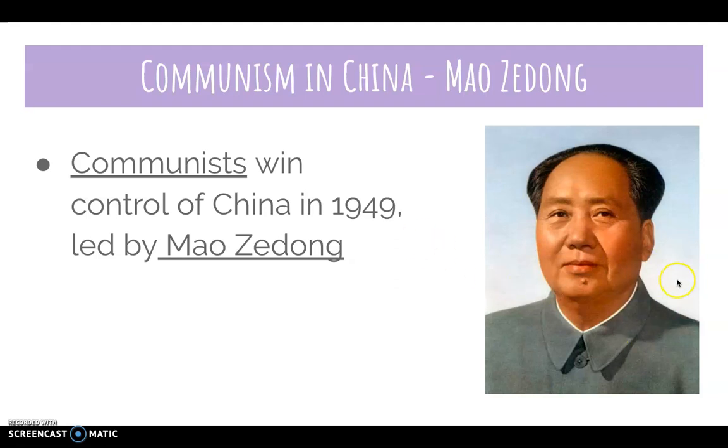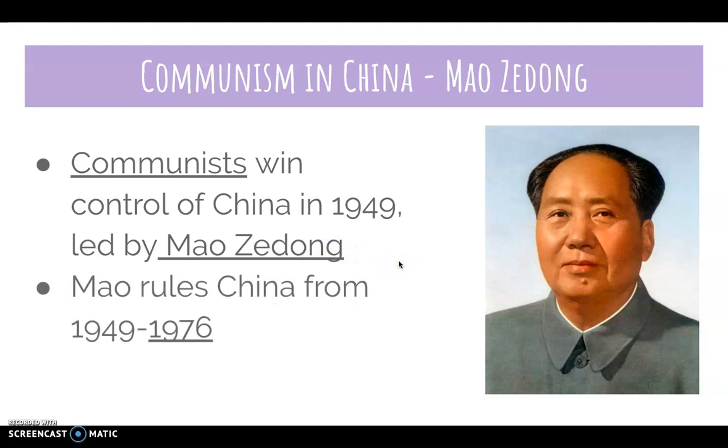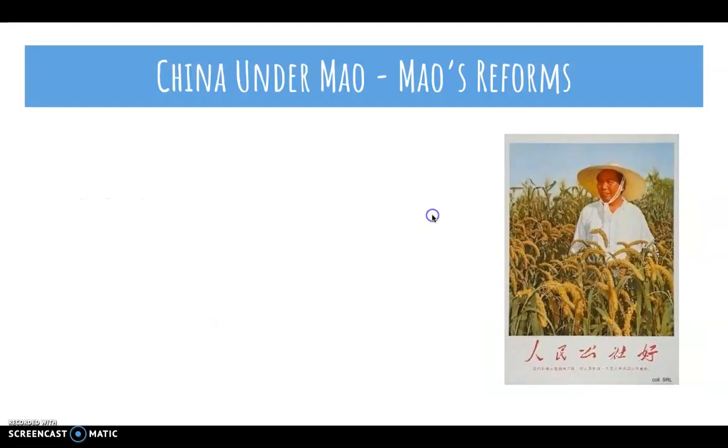And this is a picture here of Mao Zedong, the leader that we are talking about specifically. He is going to rule China from 1949 until 1976. Under him, he is going to issue several reforms that have significant impact on Chinese culture. The very first reform that he implements is something called the Great Leap Forward, and this takes place from 1959 until 1961.